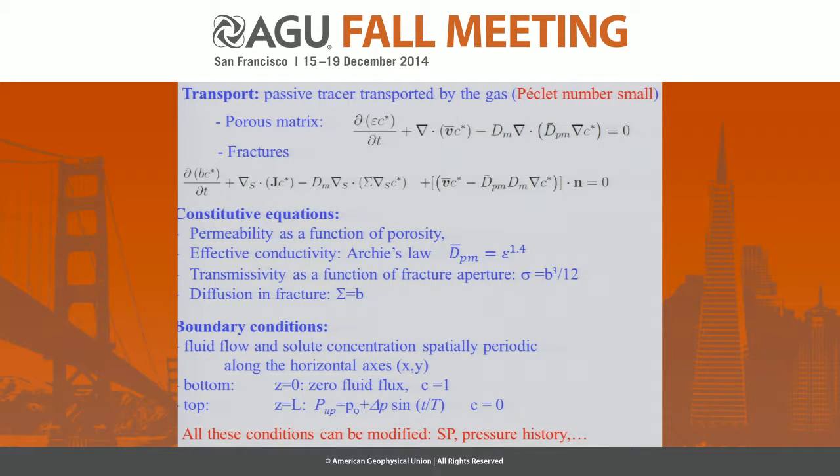And also I want to stress that in the calculations that I'm going to show you today, we have constant permeabilities, constant aperture, constant radius of the fractures, but everything can be made variable. So it depends essentially on what you have as input data, and then you can make more complex and possibly more realistic calculations for a given site.